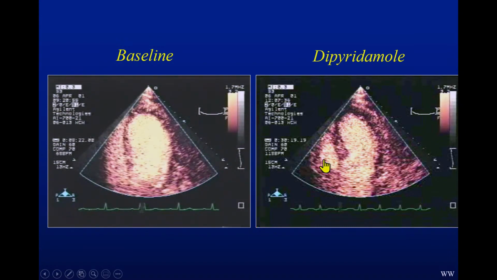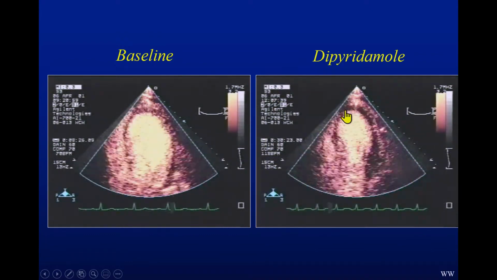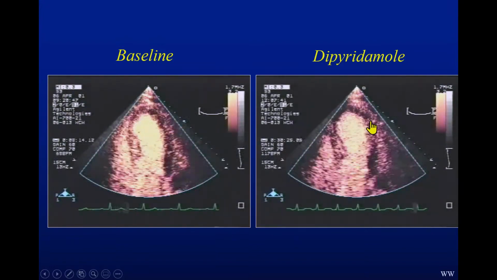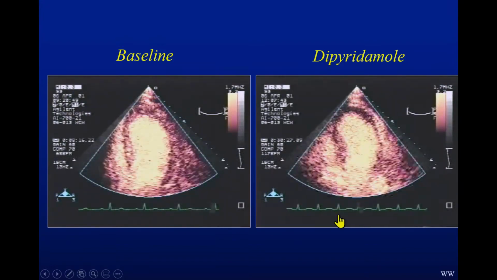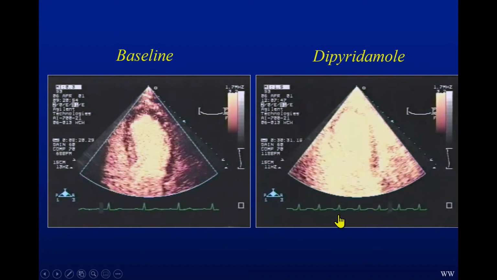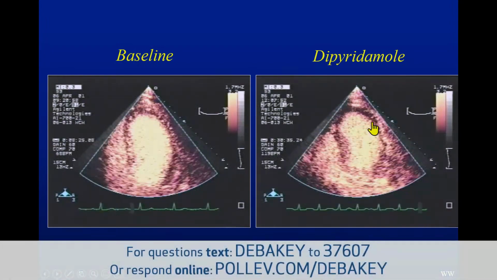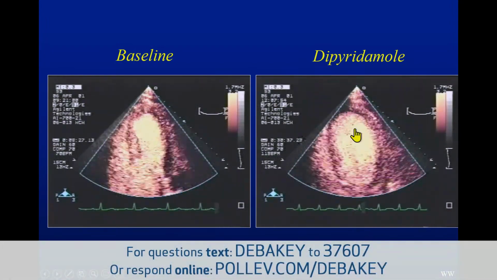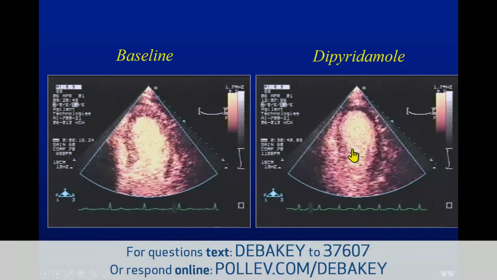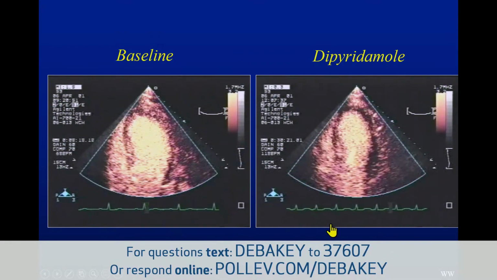Now notice, after dipyridamole in this individual, we don't have as much myocardial blood flow in the apex. And notice now when we do destruction and replenishment the slowness of the myocardial blood flow going into this ischemic region, because you have a larger wall motion abnormality when you use the dipyridamole vasodilator.